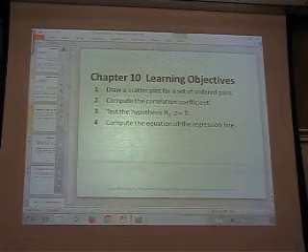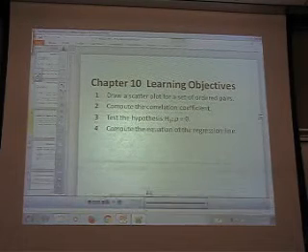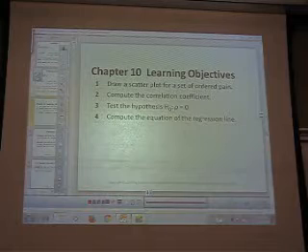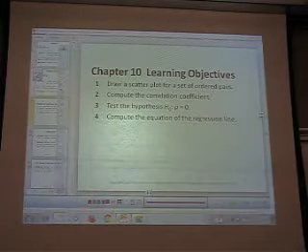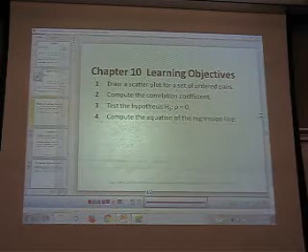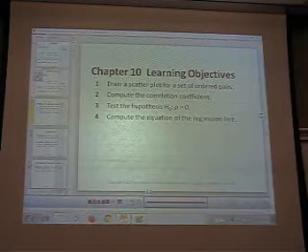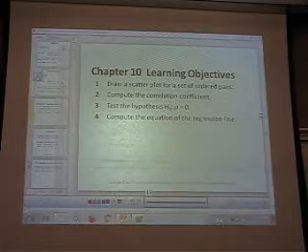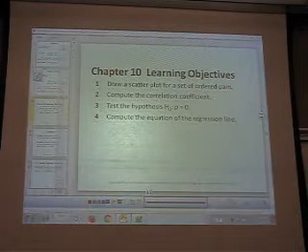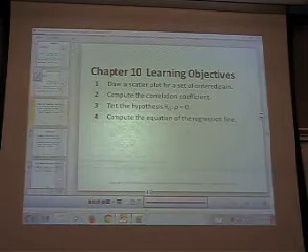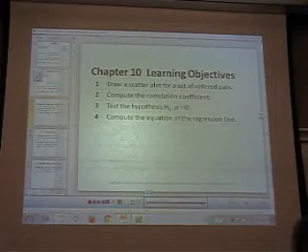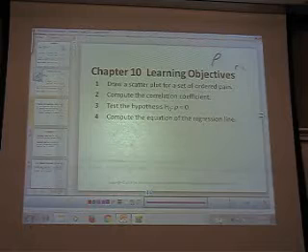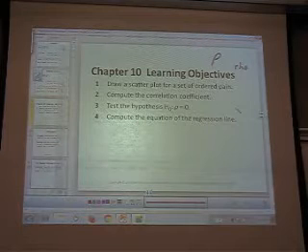All right, so let's go through chapter 10 very quickly, just do a little bit of review and finish that up. Learning objectives. Number 1, draw a scatter plot for a set of ordered pairs. Number 2, compute the correlation coefficient. Number 3, test the hypothesis that rho equals 0. That symbol is rho, spelled R-H-O. Rho equals 0.